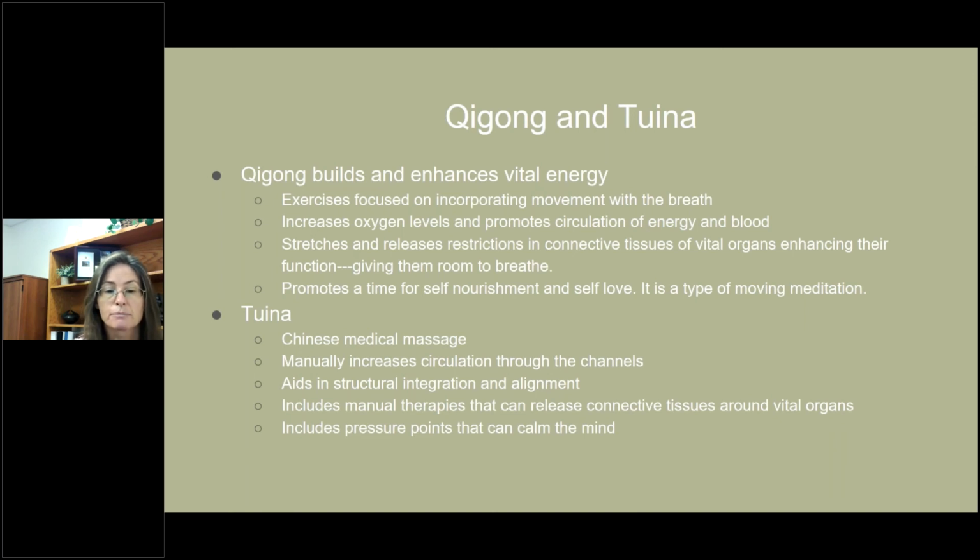Tuina is Chinese medical massage. These are manual techniques that increase circulation through the channels, aid in the structural integration and alignment, include manual therapies that can release connective tissues around vital organs, and pressure points that can calm the mind.